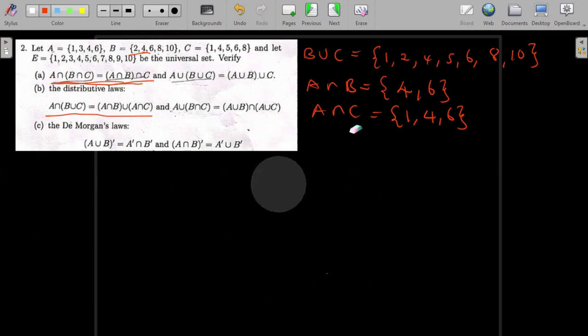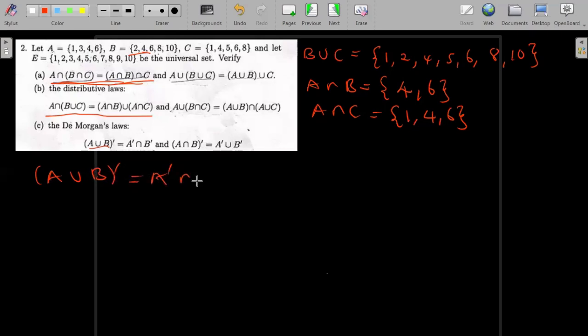So now let's do part C. And with part C, we're doing the De Morgan's laws. So we're verifying the De Morgan's laws. And that is verifying A union B complement is equal to A complement intersect B complement. So the other one you try it. So let's do this one.